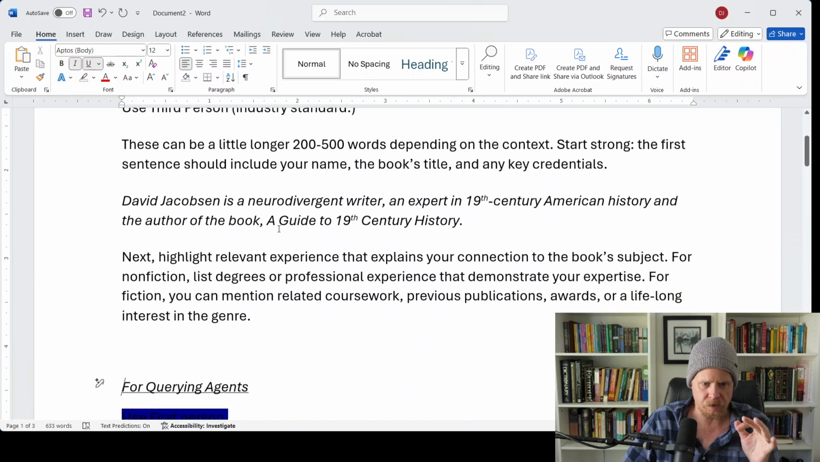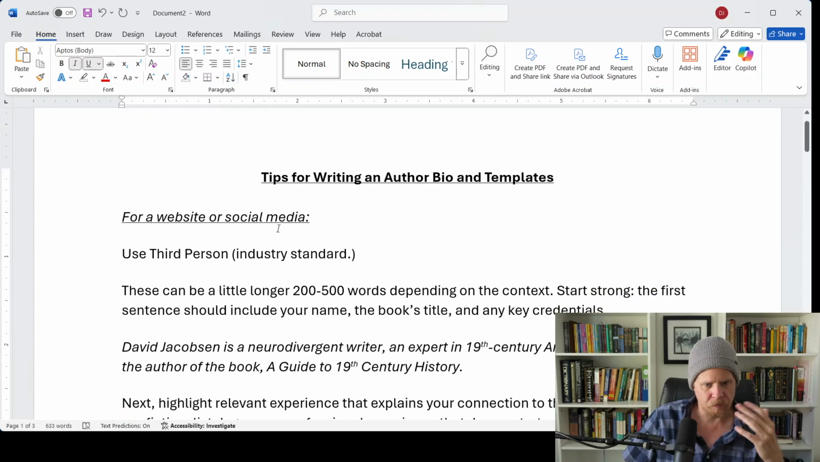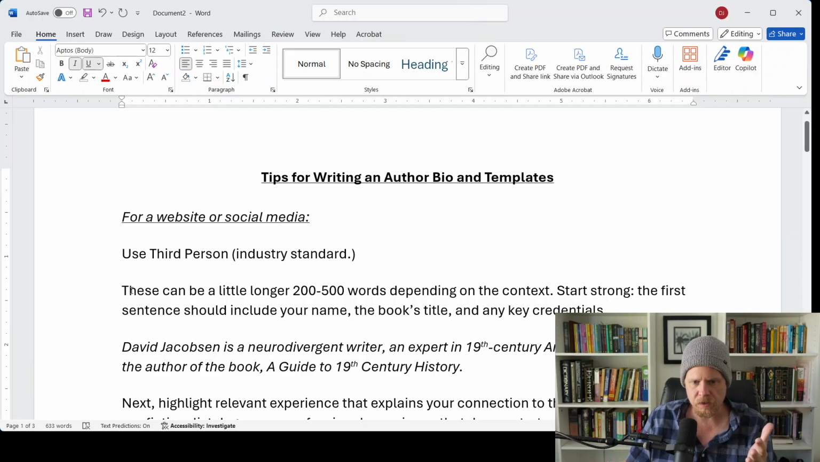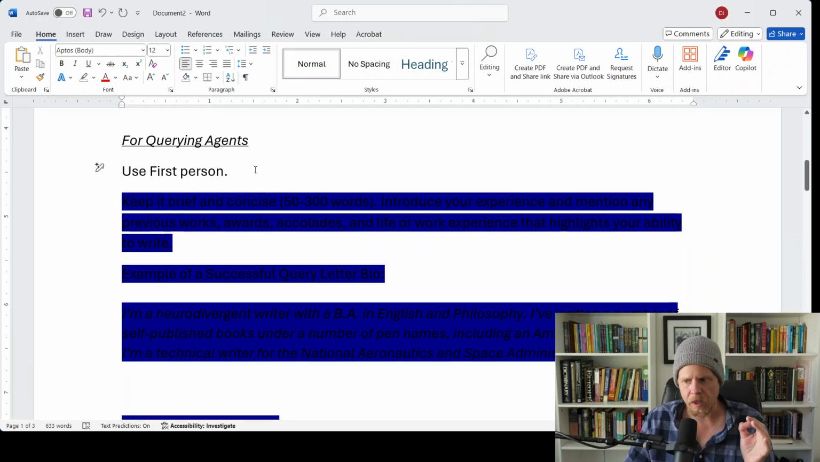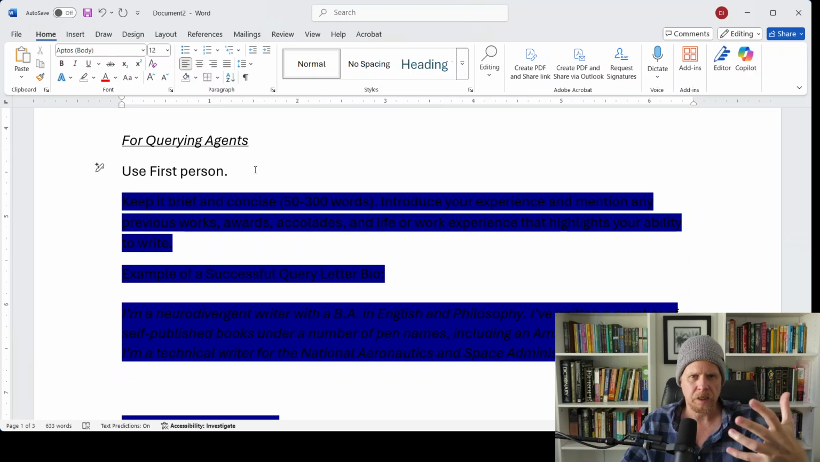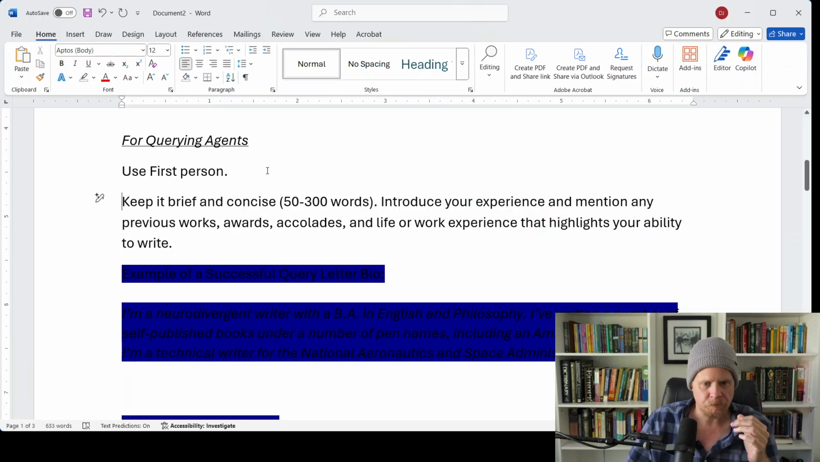Okay, so hopefully that made sense so far, guys. Now we're going to talk about querying agents, okay? This type of author bio is going to be a little bit different from the kind we just talked about for website or social media. That's your platform, so you have a lot more leeway and you can do whatever you want, right? When it comes to querying agents, you have to be a little bit more careful. First thing I want to point out is that it's okay to use first person when you're querying agents, because after all, it's going to be in the context of a query letter. You're already talking about yourself and your book, and it's a casual but still professional conversation in a letter. So you can use first person, but you absolutely want to keep it brief and concise, okay?